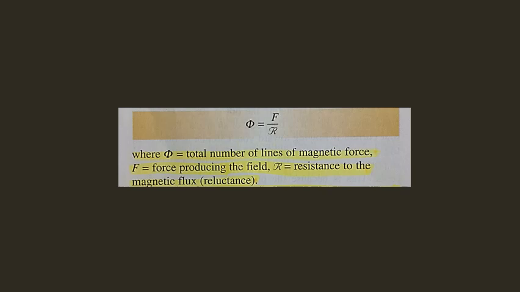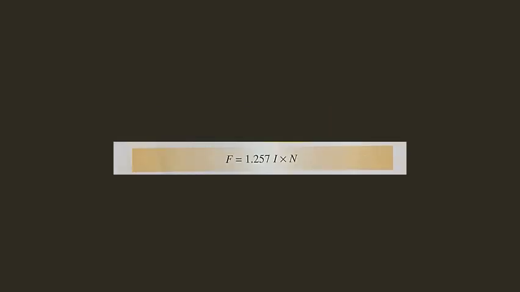In the equation shown on your screen, phi total equals the total magnetic flux, F equals the force producing the field, and R is the resistance to the magnetic flux, which is reluctance. The relationship between Gilberts and ampere-turns is a factor of 1.257. This relationship is stated in the formula shown on the screen, where F is the force in Gilberts, I is the current, and N is the number of turns.